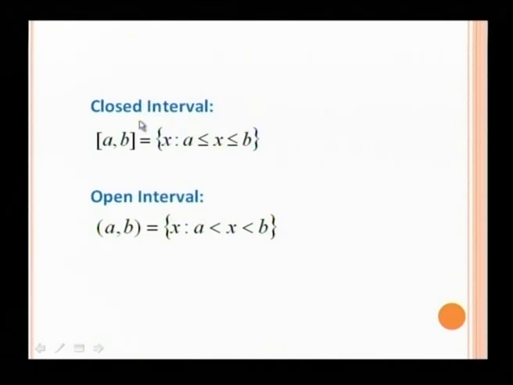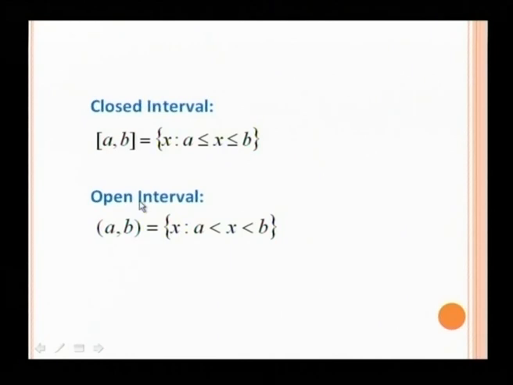For a closed interval, we would be using square brackets, and if we consider the interval between a to b, that would be written as x such that x is greater than or equal to a and less than or equal to b, meaning x lies between a to b, but over here a and b are included as well.